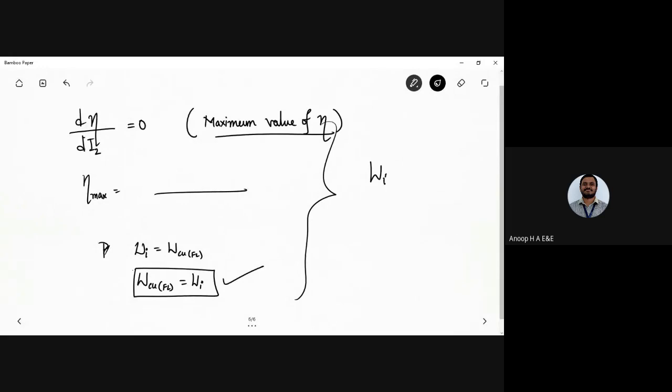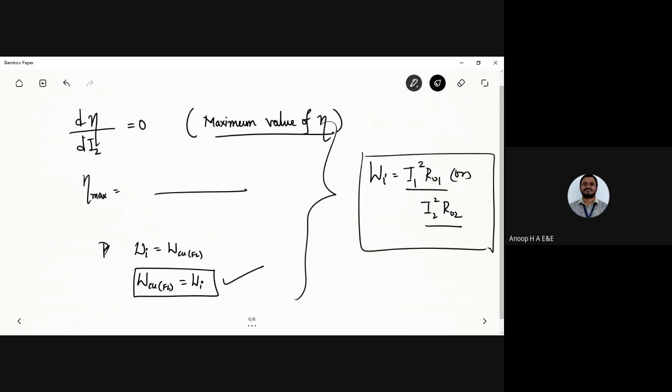See, this is Wi, which is the iron losses, right? I can write it as I1 squared RO1, or I can also write it as I2 squared RO2. These are one and the same. Even if you write I1 squared RO1 or I2 squared RO2, it is one and the same. Getting it right? So I'll be writing it regarding the primary side. At the end you will be getting in terms of I1 squared RO1 or I2 squared RO2, it is one and the same.